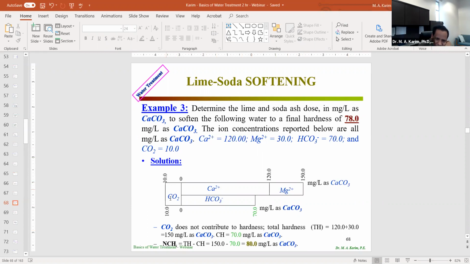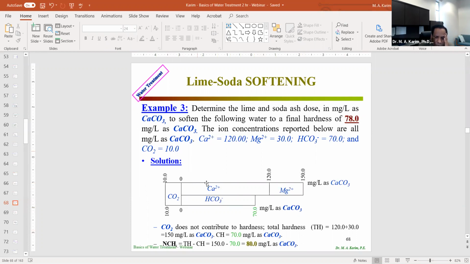So in this case, carbon dioxide would be on the left side, 10. From here to here, 120 is the calcium. Then 120 plus 30 is 150. And in the bottom part, 0 to 70 would be our bicarbonate. So from 70 to 150 would be our non-carbonate hardness, right? Because the total minus carbonate hardness would be the non-carbonate hardness.